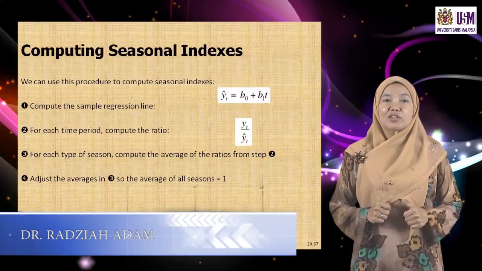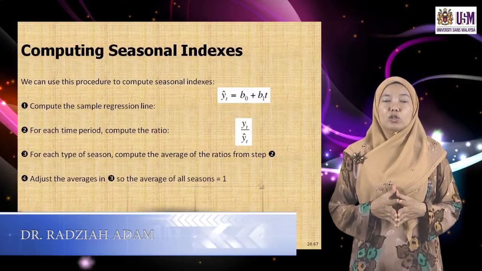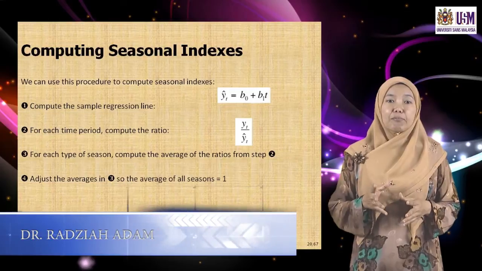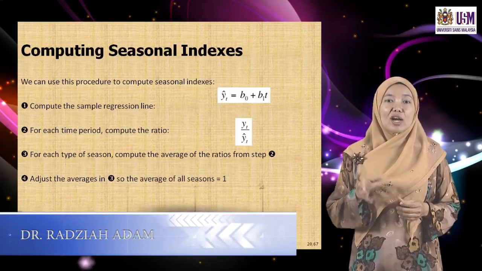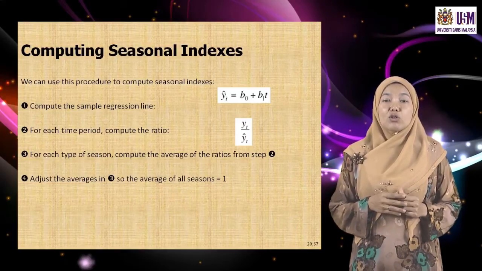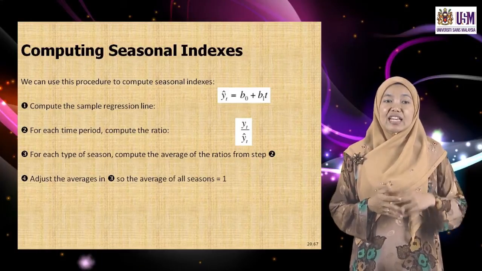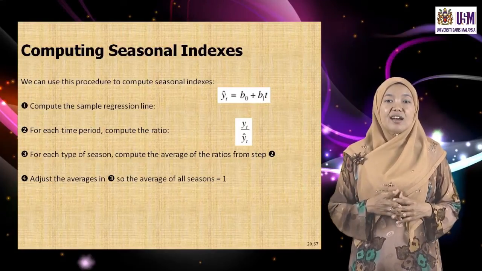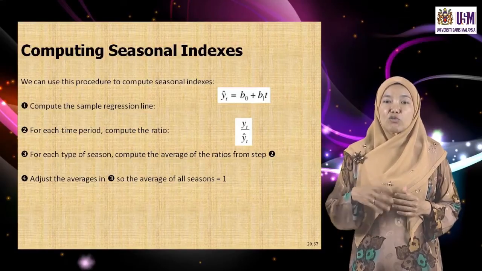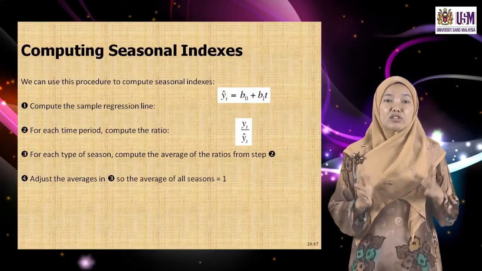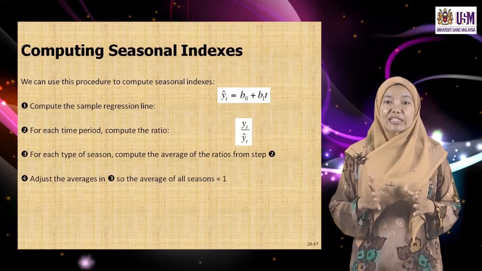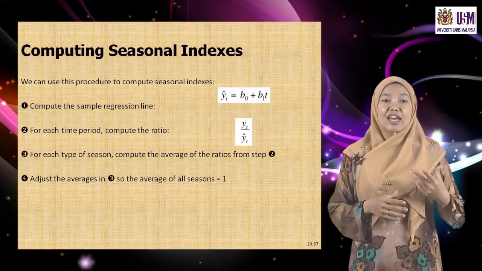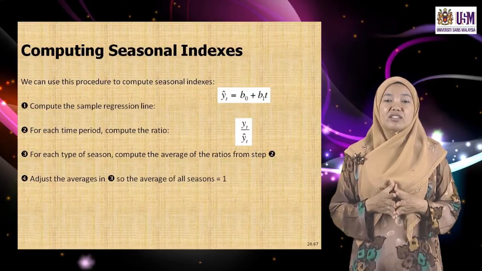a real change in demand? Let's look at the steps in computing seasonal indexes. This is the procedure for computing seasonal indexes. In the first step, you compute the sample regression line, y hat equals b0 plus b1 multiplied by t. In the second step, for each time period, you compute the ratio of your actual observation y_t divided by the predicted value y hat. In the third step, for each season, you compute the average of the ratio from step 2. And in the final step 4, to compute the seasonal indexes, you adjust the averages in step 3 so that the average of all seasons equals 1.